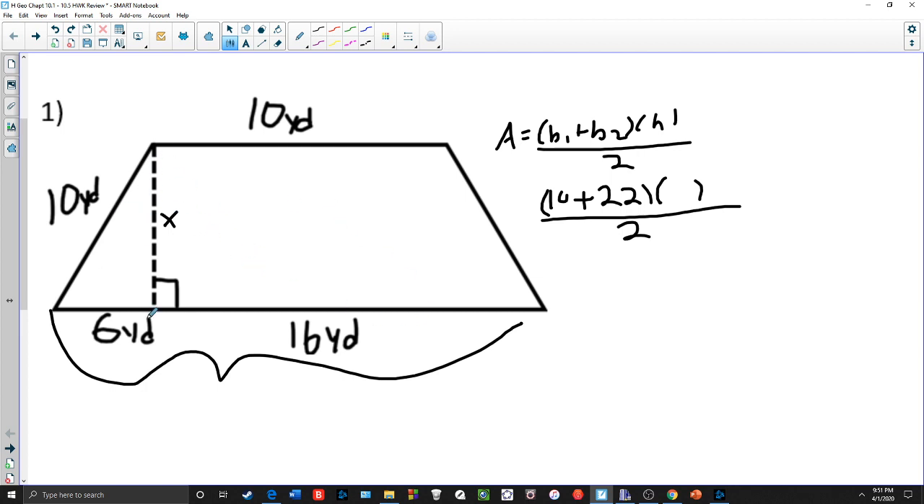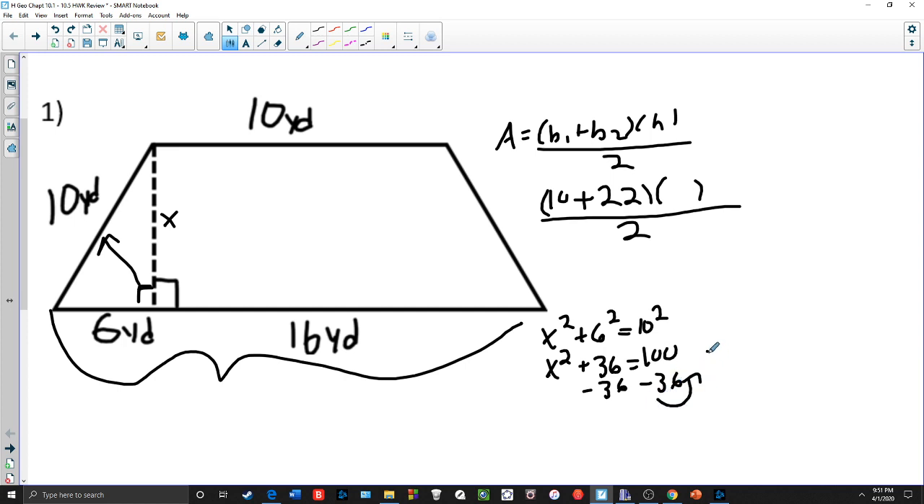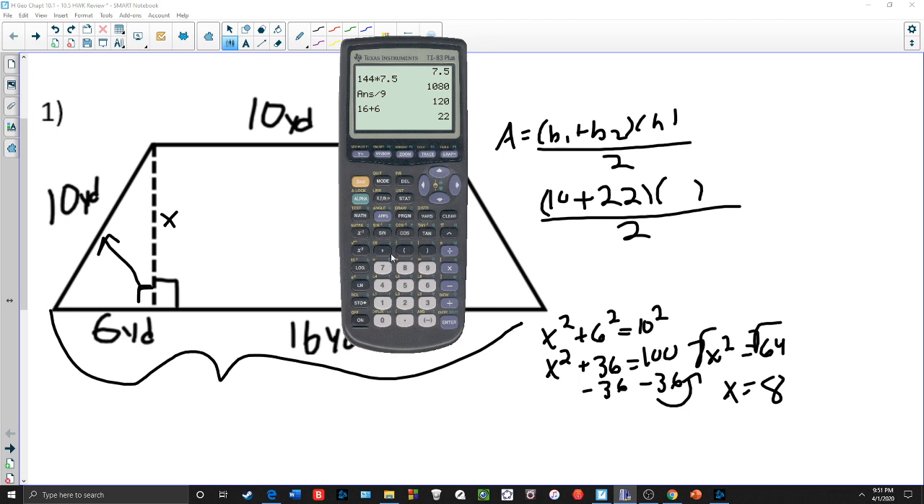So I'm going to use my right triangle friend here, because it is a right triangle, to find what x is. And I notice that 10 is my hypotenuse. So I'm going to set this up as x squared plus 6 squared is equal to 10 squared. And so I'm going to get x squared plus 36 is equal to 100. And I'm going to subtract 36, and I get x squared is equal to 64. Then I'm going to square root both sides, and I'm going to get x is equal to 8. Just solving a Pythagorean problem: square, subtract, root.